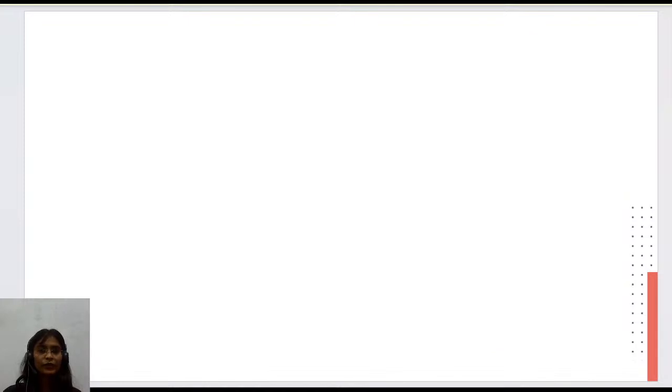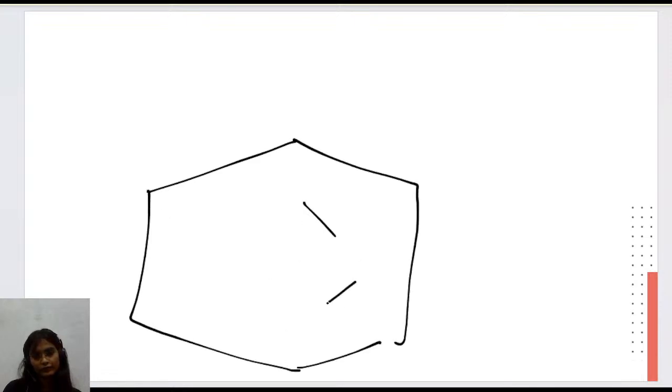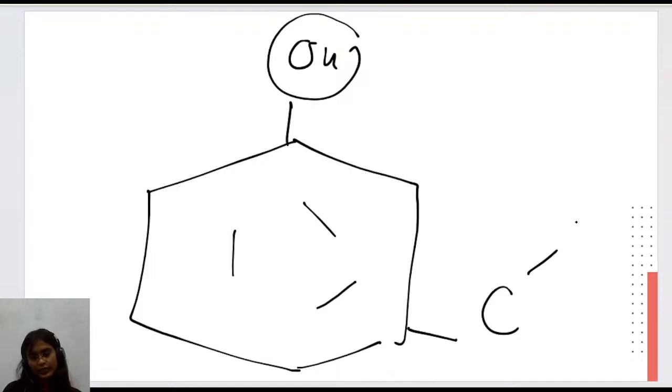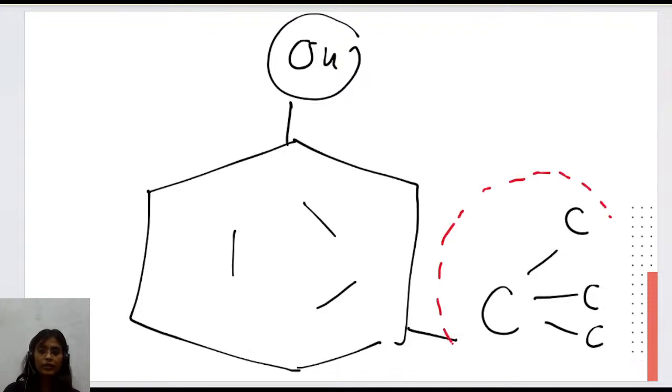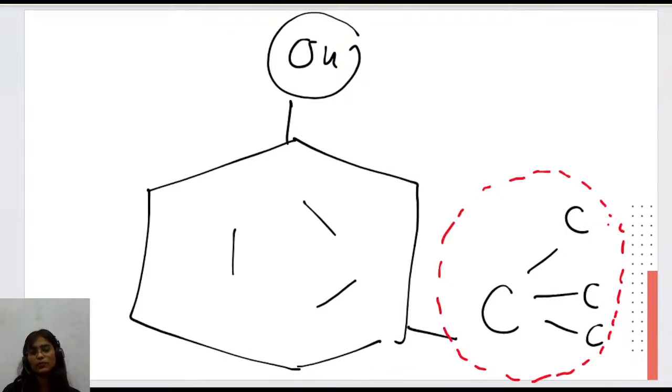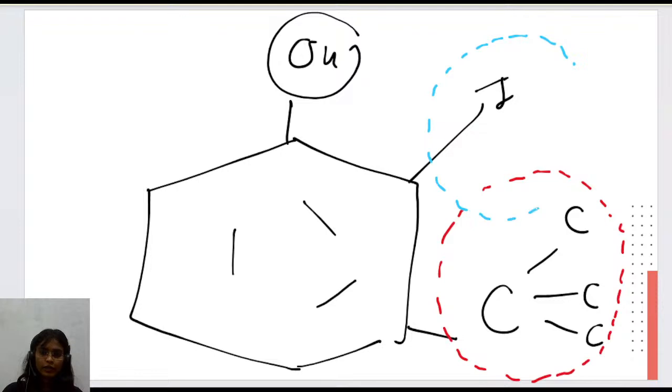Think about it. Let's suppose this is an OH. And this group is like this, you know, three carbons are there. Steric means space, space related. So they occupy a space around it. And this is a wedge. Let's suppose I have to fit the iodine there. This is iodine. So look at this, this is the space of the iodine.